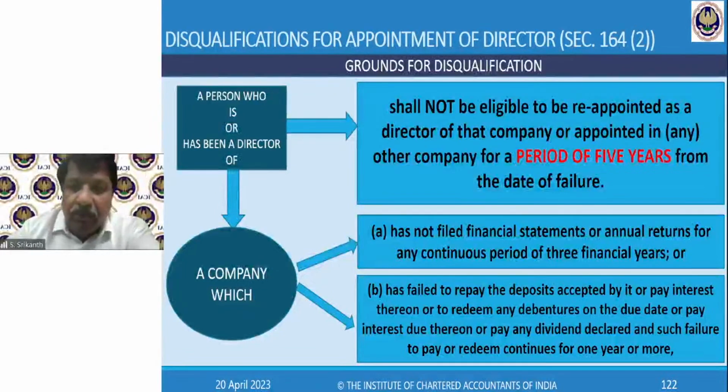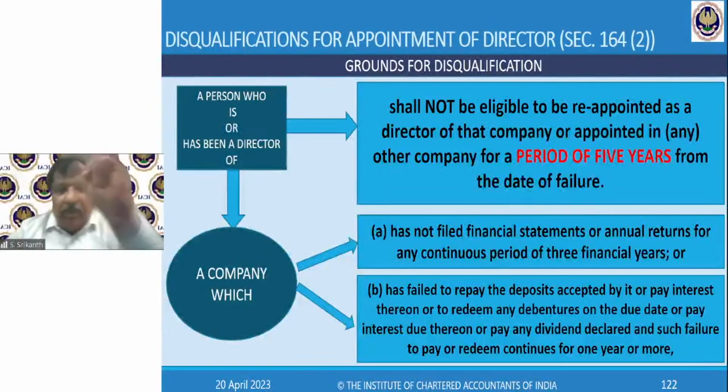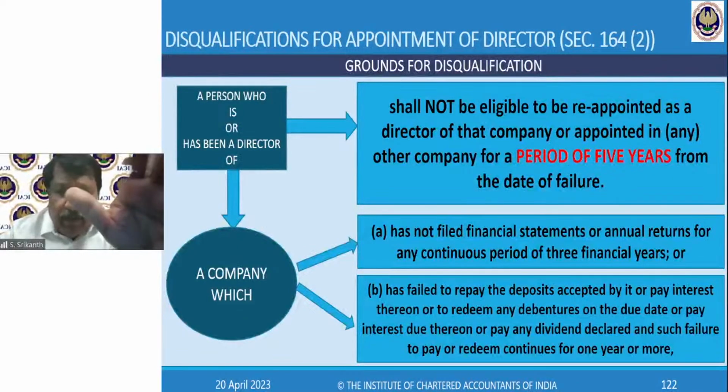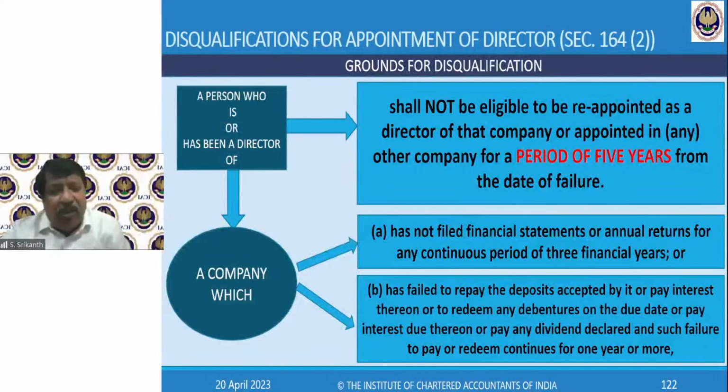No gap. Good. Has that company repaid the deposits accepted by it, or paid interest on it, or redeemed debentures together with interest, or paid dividend declared? Yes, they have paid. There is no failure. In case there is a failure, it could have been made up within 1 year. So has it been made up? No such case. Then he is eligible.